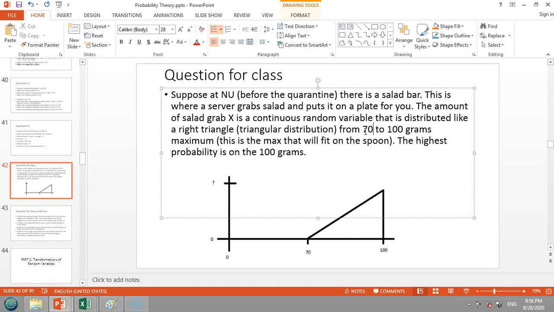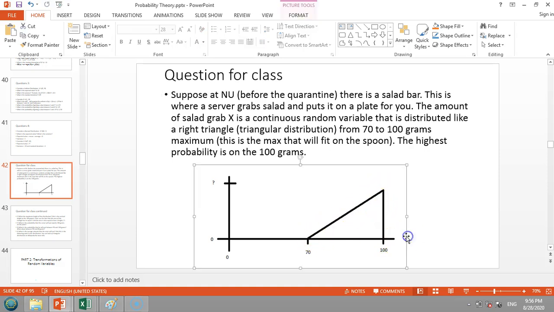So when he fills the spoon and gives me the salad, it will be between 70 and 100 grams. I know this for a fact. But more likely than not, he'll scoop somewhere pretty close to 100, a lot closer to 100 than to 70. Because it's a triangular distribution, if you see here, the area between 90 and 100 is much bigger than between 70 and 80. So I'm more likely to get between 90 and 100 than between 70 and 80.